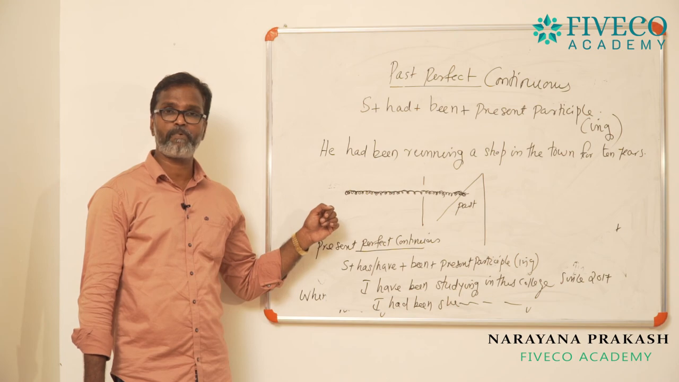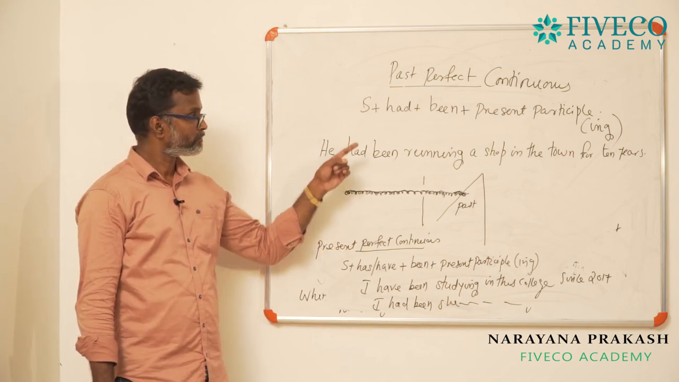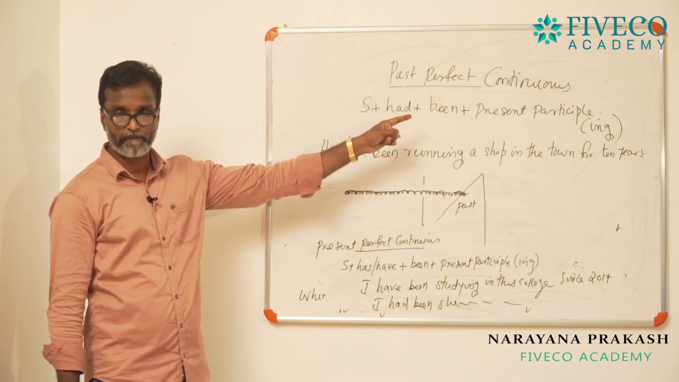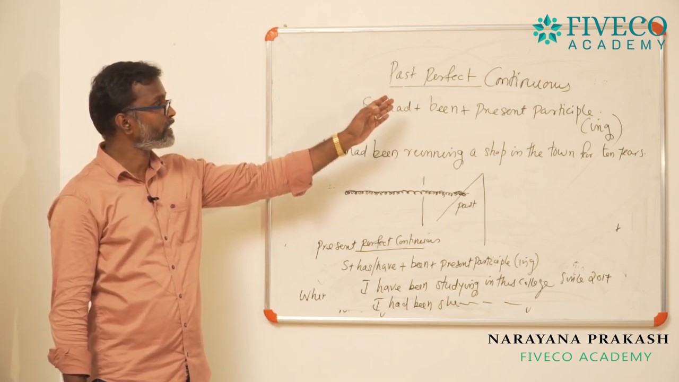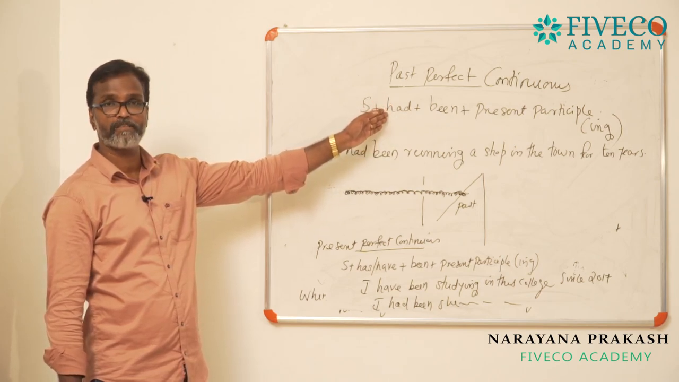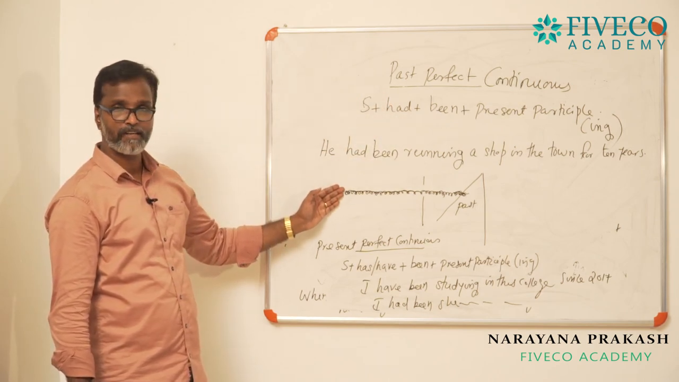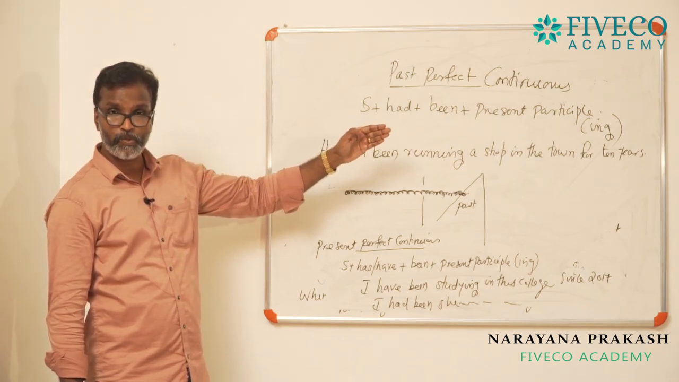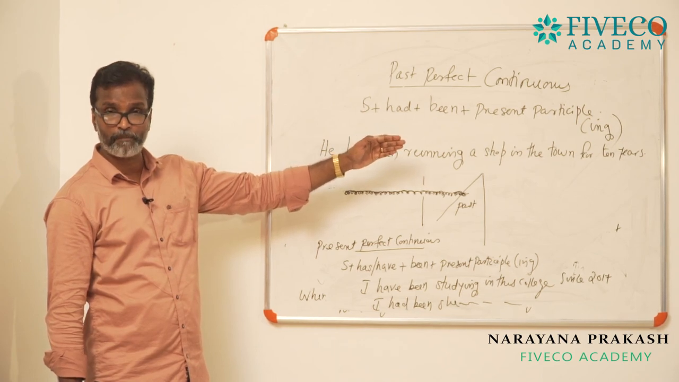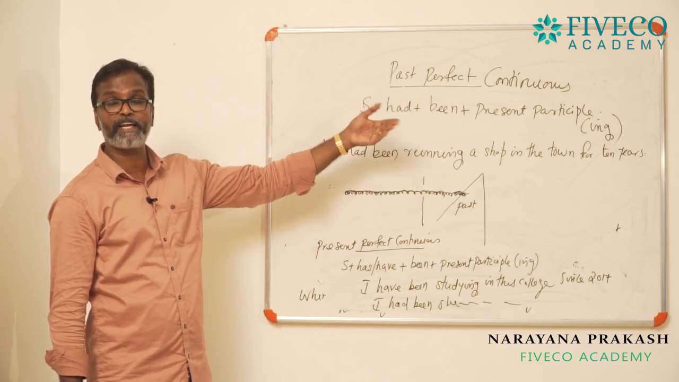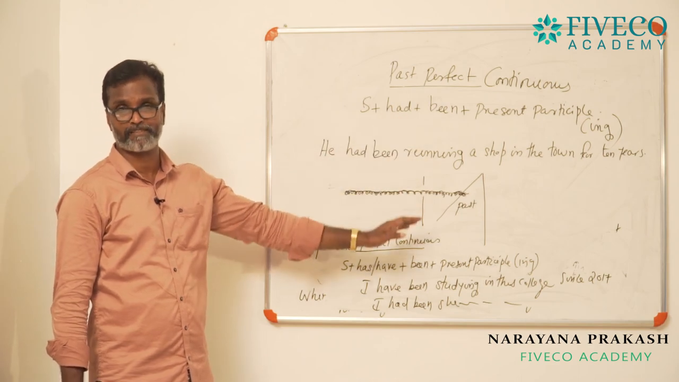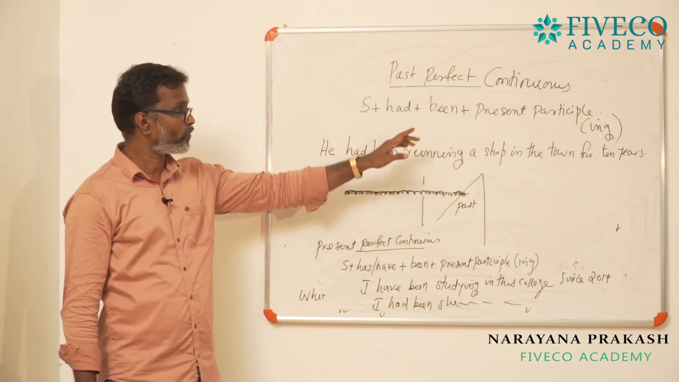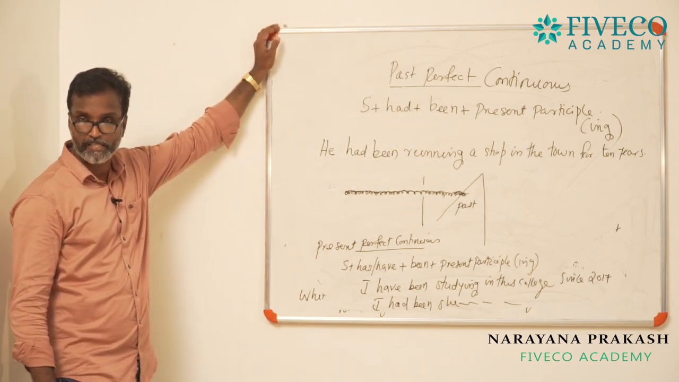And the last one, past perfect continuous: subject plus had plus been plus present participle. In which context can you use the past perfect continuous? An action which starts at one point of the past and continues for a long period of time in the present, and finally it will become the past. Thus, the entire situation will become past. So that is the condition of past perfect continuous.